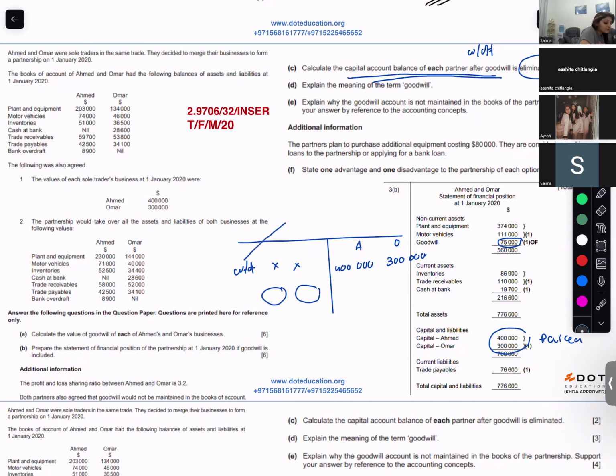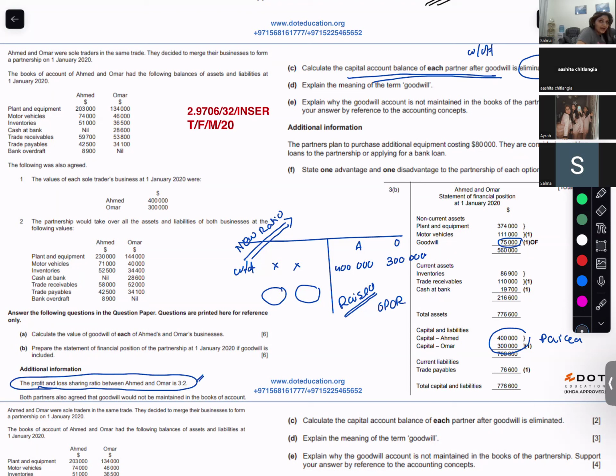You write off in which ratio? Old ratio. You raise in which ratio? New. All partners new ratio. Goodwill is raised in which ratio? Old ratio. Goodwill is raised in old ratio. Goodwill is written off in which ratio? New ratio. Do you have the new ratio? Oh yeah, 3:2. We have the new ratio.